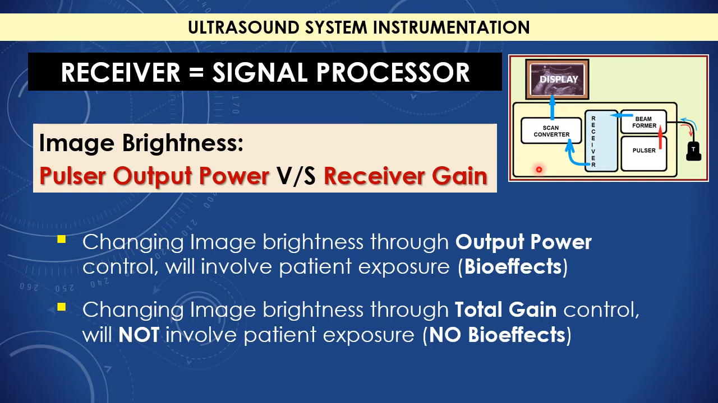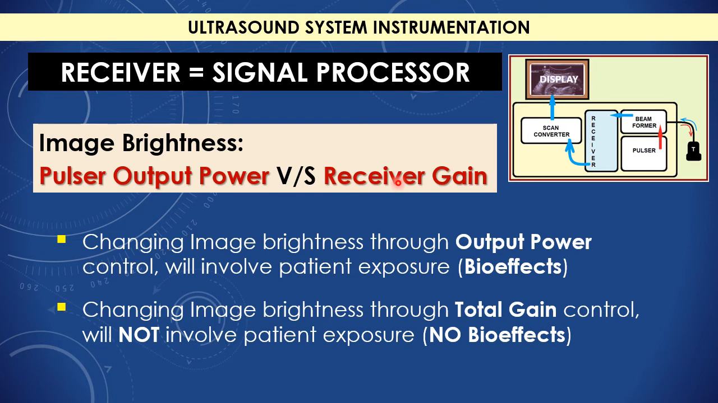Now we come to the gain. If I manipulate the gain, what happens? The gain is in the receiver. If I do anything here, it will not touch the patient. The patient, the output power, the received signals are all the same. But when they come to the receiver, they are magnified. So am I exposing the patient to increased voltages? No. With the gain, I'm not touching the patient. I'm just manipulating the received echoes to make them brighter, so the image comes out brighter. So this is the difference between the pulsar output power and the receiver gain.